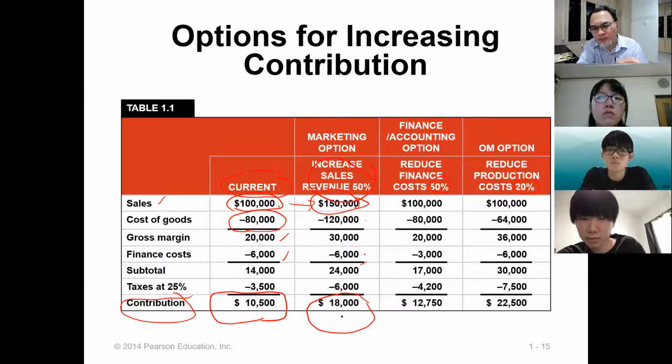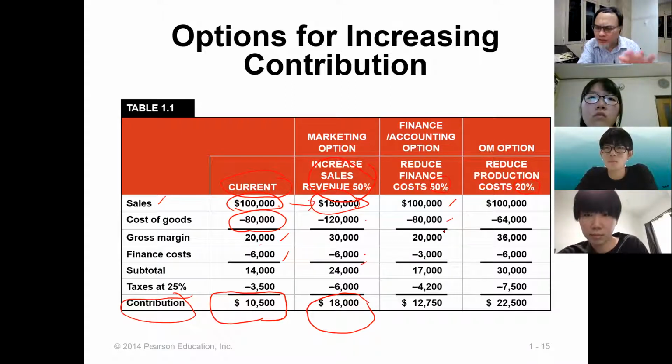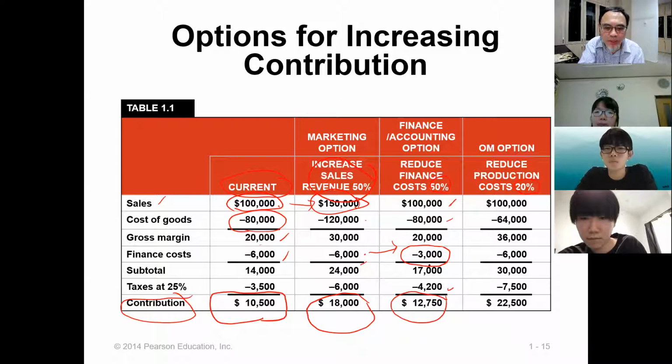If I go for the second option, I try to find cheaper financing. You understand? Cheaper financing, so I say 50% reduction. The sales are the same because I have not increased them, and the cost of goods sold is also the same because I have not increased my number of products. But my finance cost has reduced from 6,000 to 3,000 because I reduced it by half, 50%. So minus tax, I have 12,750 contribution.